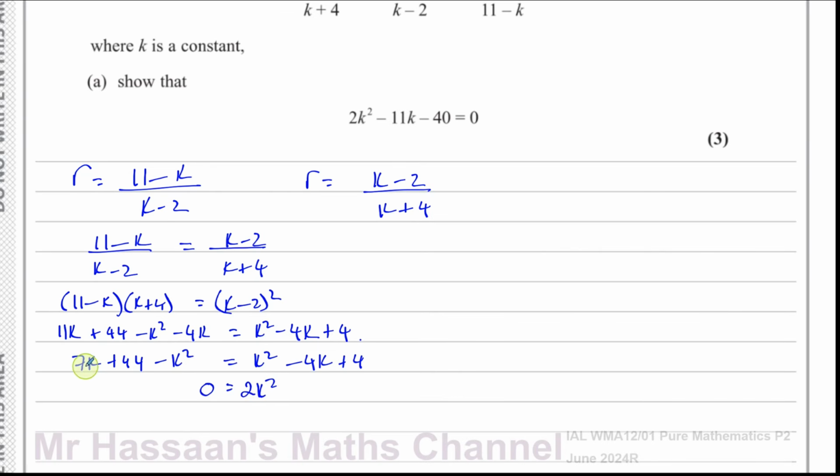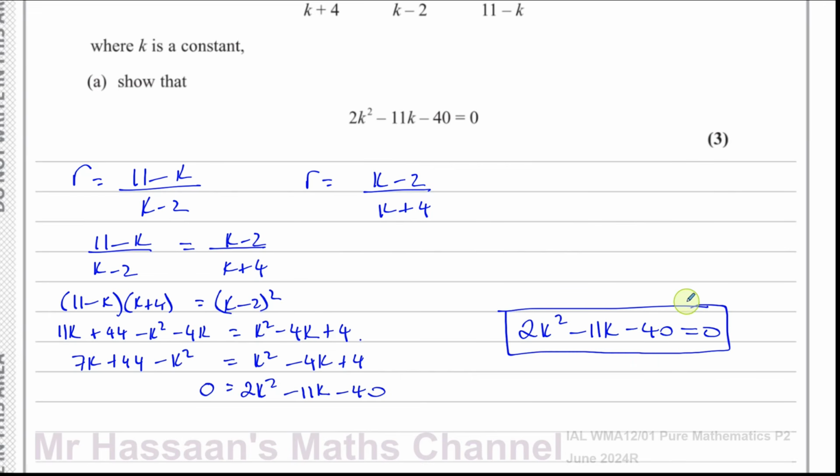I'm going to subtract 7k from both sides. So minus 4k minus 7k is minus 11k. And I'm going to subtract 44 from both sides. So it's 4 minus 44, which is negative 40. So I end up with what we had to show: 2k squared minus 11k minus 40 is equal to 0. That's what we had to show, and that gives you the answer to part A.